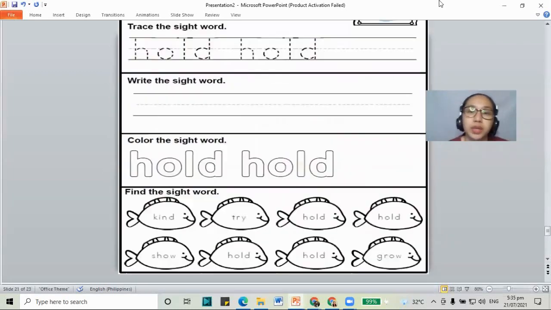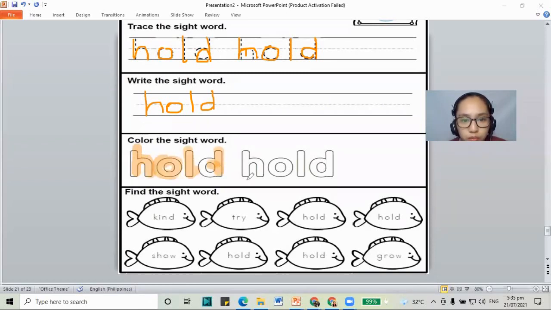The next part will be the word hold. We have the letters H, O, L, and D. Let's color the word hold and look for the word hold. There should be 4 of them. And if I use it in a sentence, I will hold the statue for the artist to paint on.